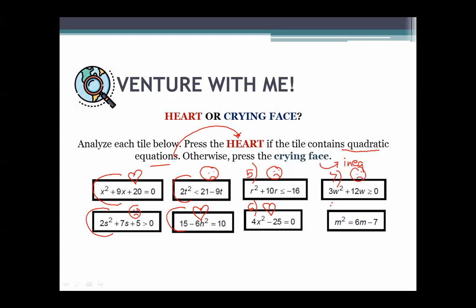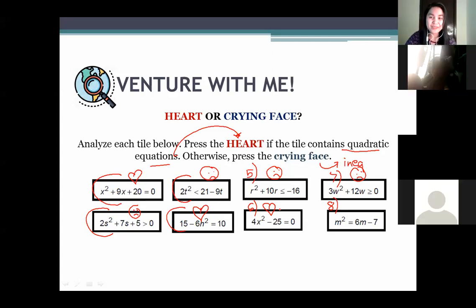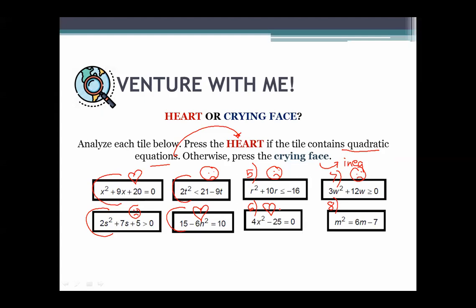And the last one, number 8, m squared equals 6m minus 7. Heart or crying face? Let me see the answers. Very good. It's a heart. Okay, very good, everybody. Most of you got it right. So I think most of you will get 5 points for our first quiz today.